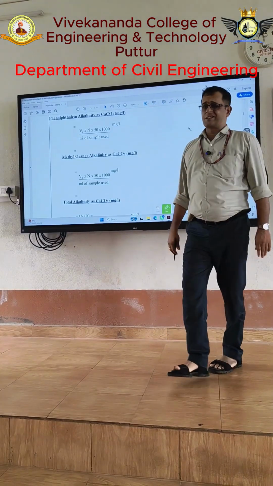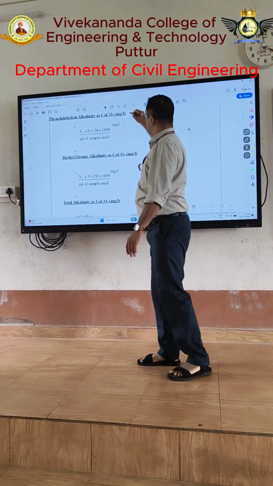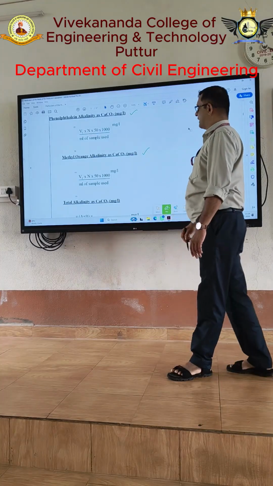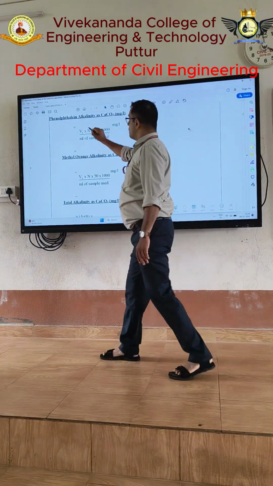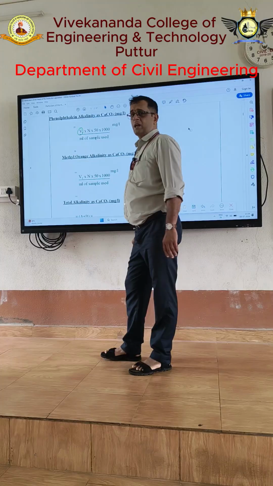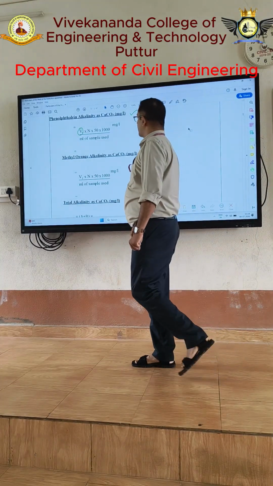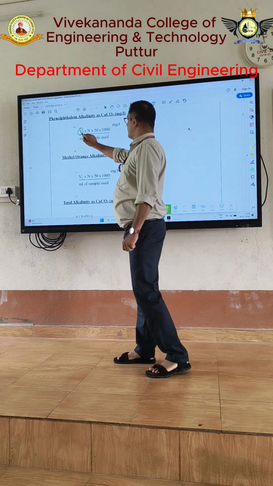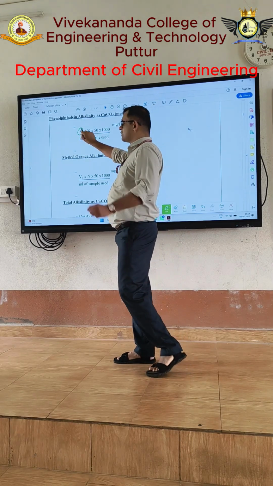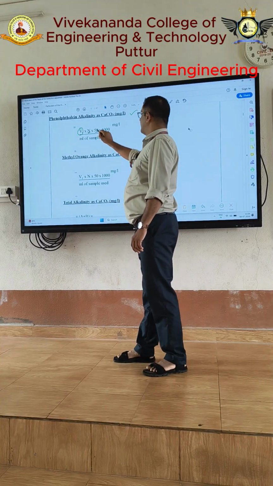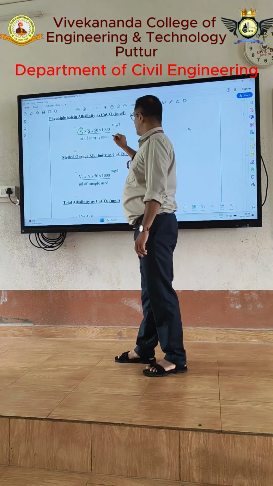How the calculation is done. So we have seen how the phenolphthalein alkalinity is done and also methyl orange alkalinity is done. Here V1 is the volume of the sample which I have taken, and the volume of the sample which is consumed, or the titration values. N is the normality, 50 is the molecular weight, then ml of the sample.